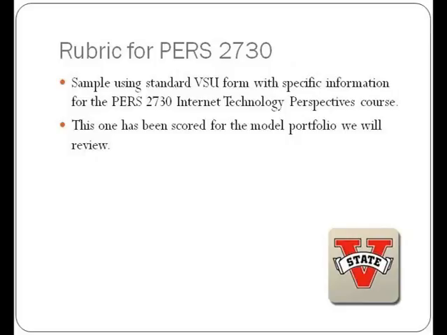The first example is the rubric for the Perspectives 2730 course. And we've got a standard form that we developed several years ago. When a faculty assessor is developing the assessment for a particular course, they use this form to put together the rubric. And the sample that I'm going to show you has specific information to that course and also shows how they will typically score the rubric as they review the portfolio.